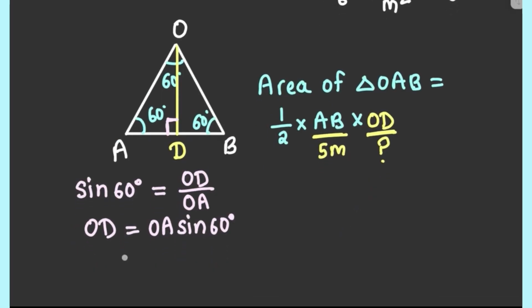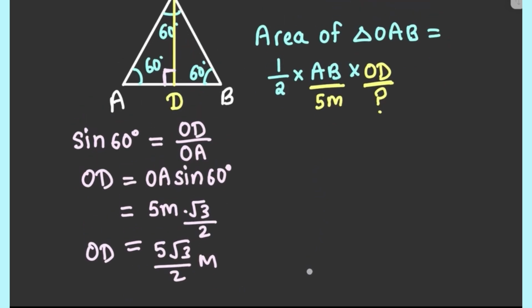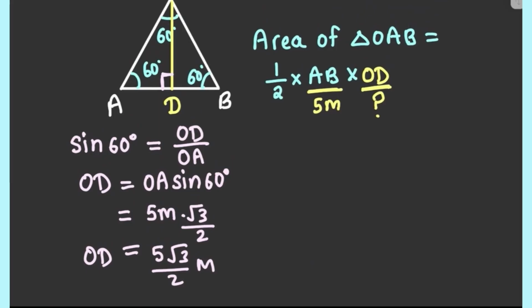All right, let's scoot it up. OA is 5 meters and sine of 60 degrees is square root of 3 divided by 2. So here we go. OD is 5 square root of 3 divided by 2 meters. This is our OD. We come back to now the area of the triangle OAB. So let's go ahead and substitute the value of the AB and OD.